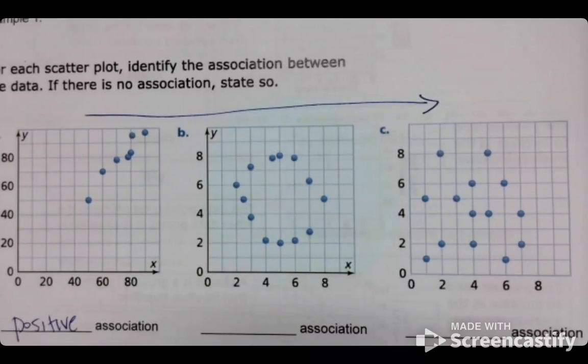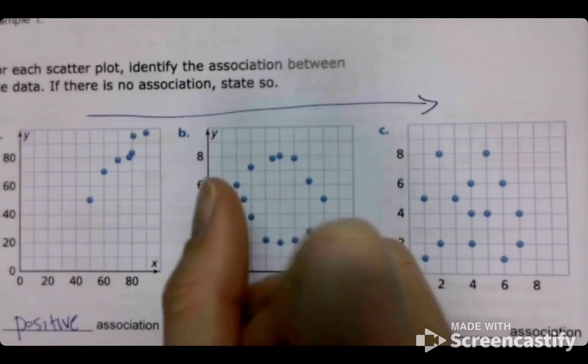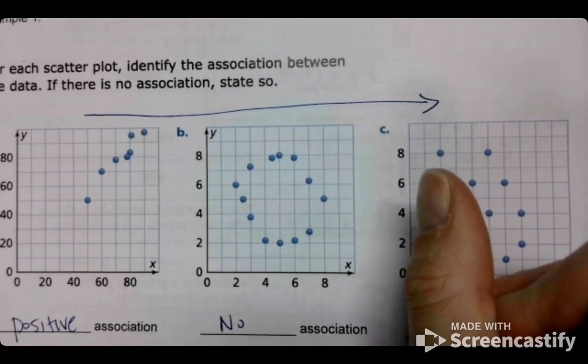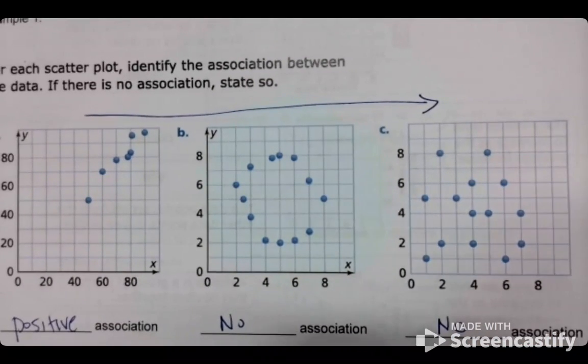Yeah, I would go with no association. You could maybe argue negative, but I would probably go with no correlation. And what about C? None as well. Great job. All right.